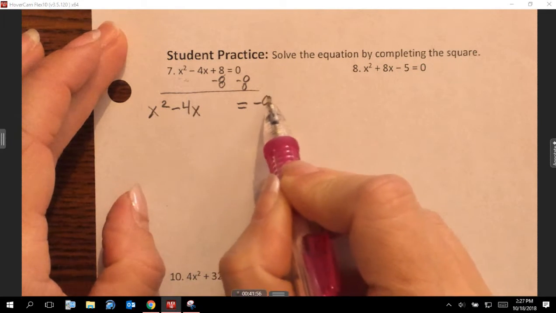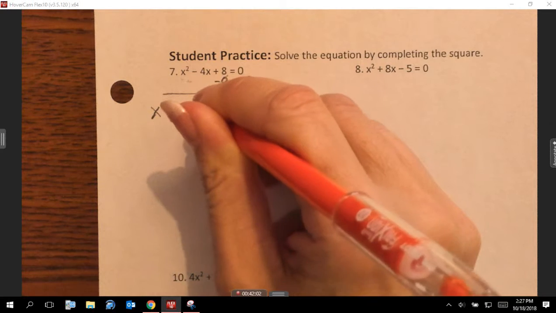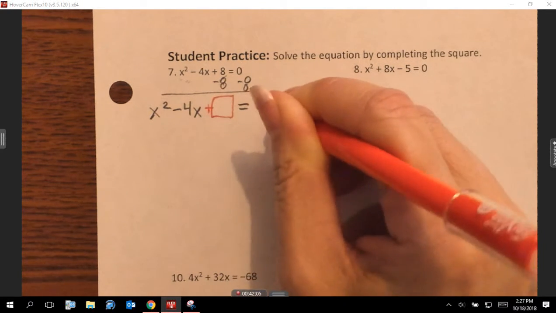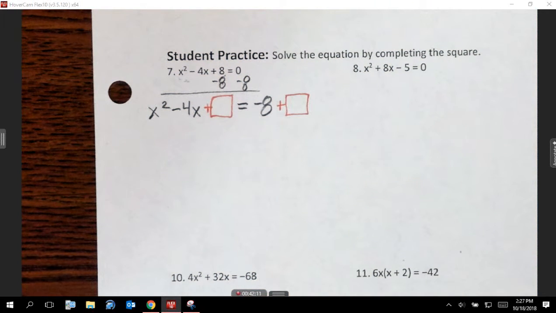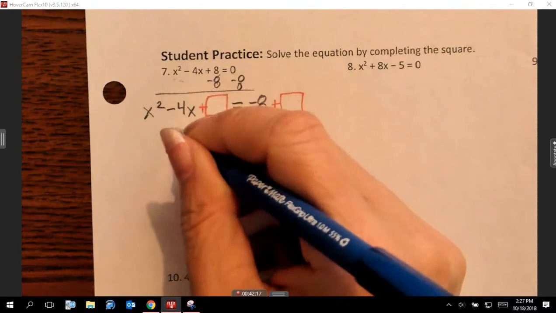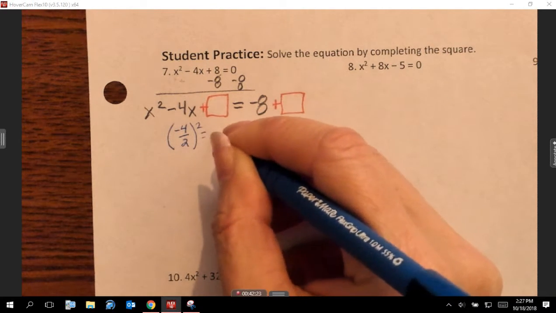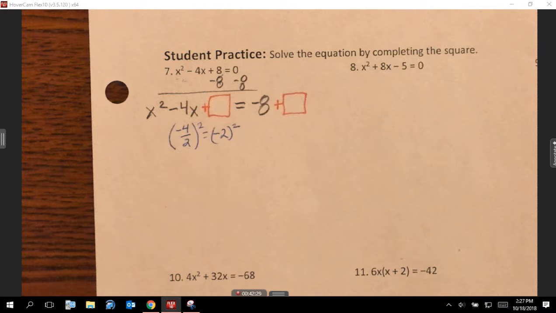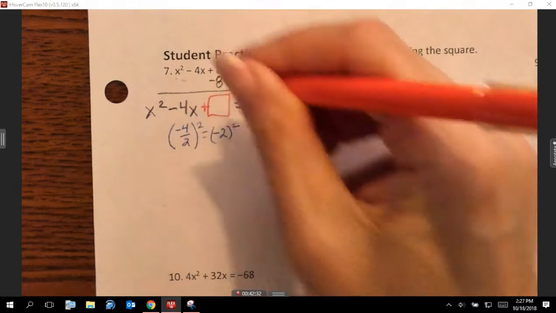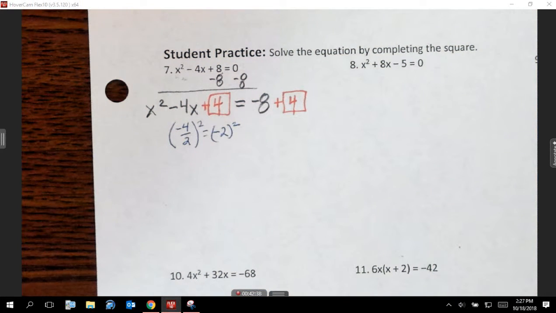I'm going to leave a space when I rewrite it. So x squared minus 4x, space, equals negative 8. And in that space I add a square. And I add it to both sides. And we're going to complete the square. We complete the square by taking the b term, negative 4, divided by 2, and squared. So negative 2 squared, negative 2 times negative 2, is 4. So that is the number that we add to both sides. That is how I manipulate that equation.